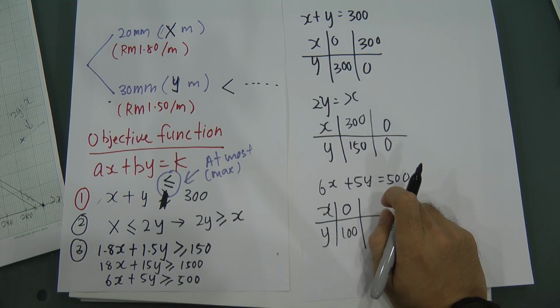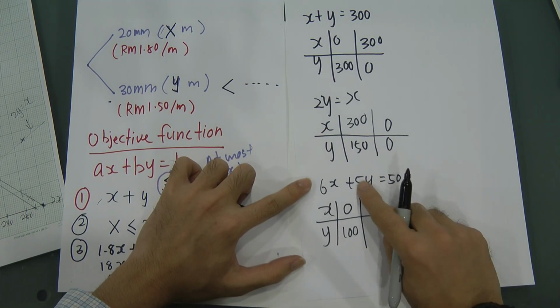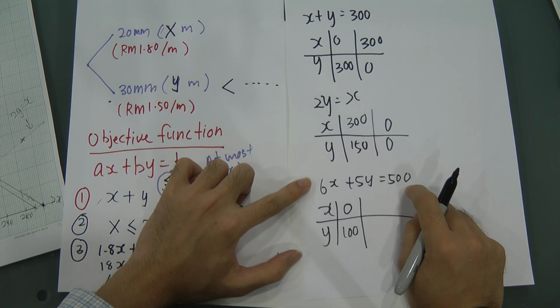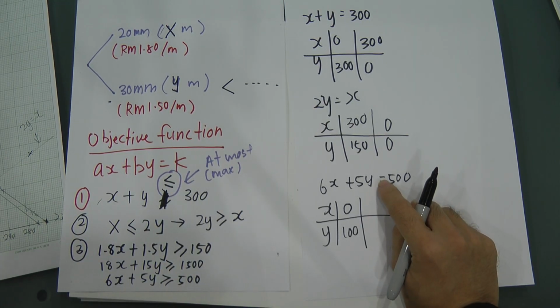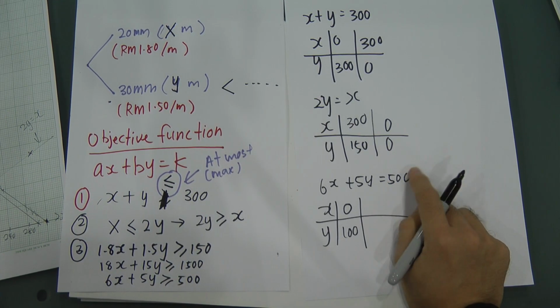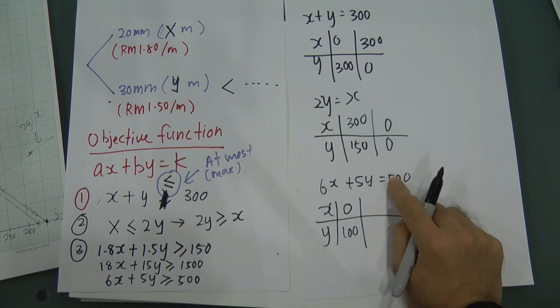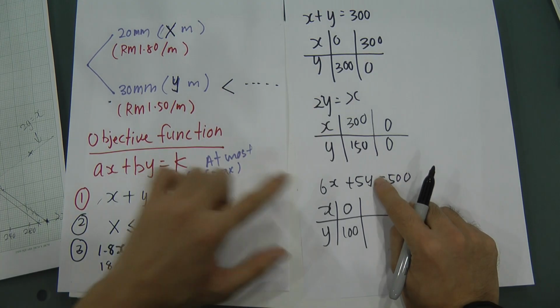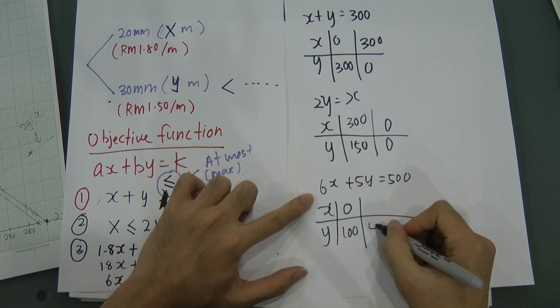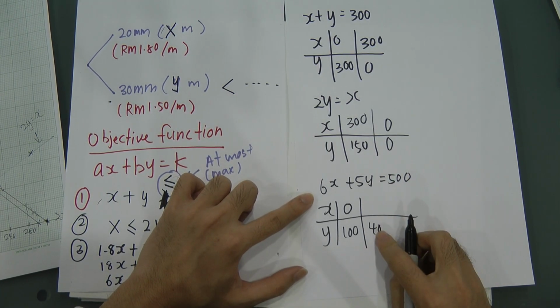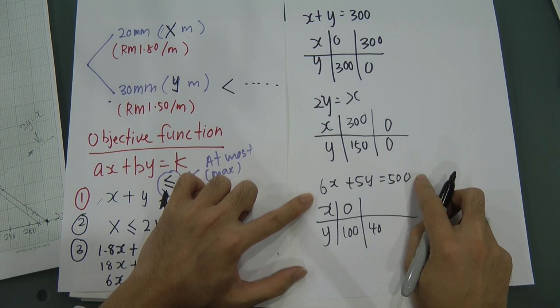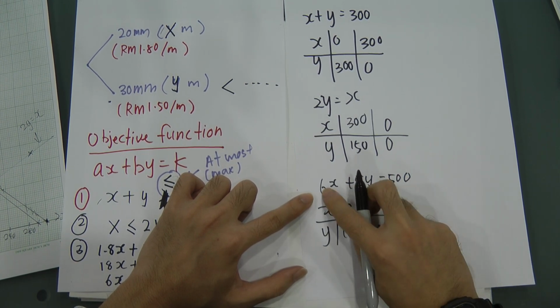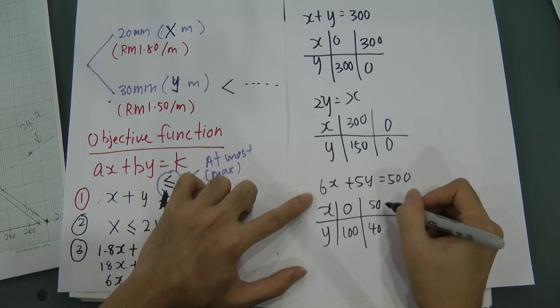So maybe if y equal to 0, we will get this one. It's very hard to divide, so we give a minimum value for y, which is easy. We're trying to make this one become 300. Then it will be very easy to divide. So when y equal to 40, because 5 multiplied by 40 we got 200, minus 200 here will still leave 300. So x will equal to 50.